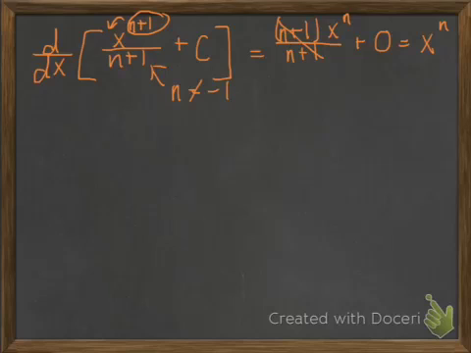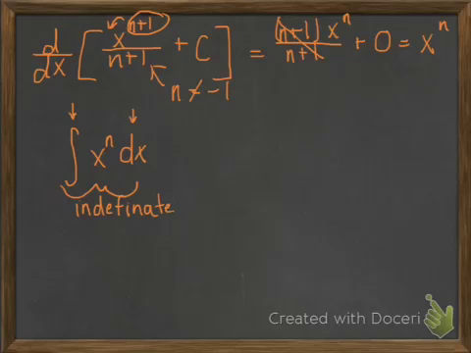Now let's say we are taking the indefinite integral or antiderivative of, say, x to the nth power dx. Remember the integral sign and the dx, they both have to exist because they act as parentheses. Now this is going to be the indefinite integral or antiderivative. There we are.